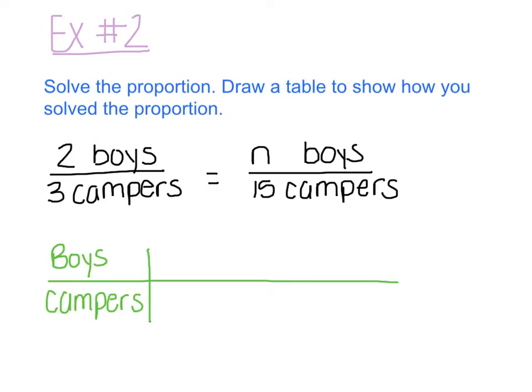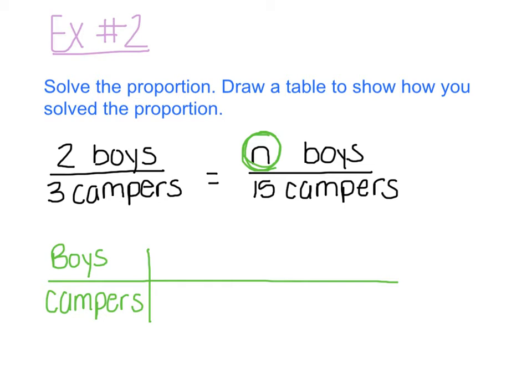Example number 2. Solve the proportion. Draw a table to show how you solved the proportion. So we have the first part, 2 boys to 3 campers equals n boys to 15 campers. So what we're trying to figure out is what this n is, what that variable stands for. So let's go ahead and fill in our table to figure that out.